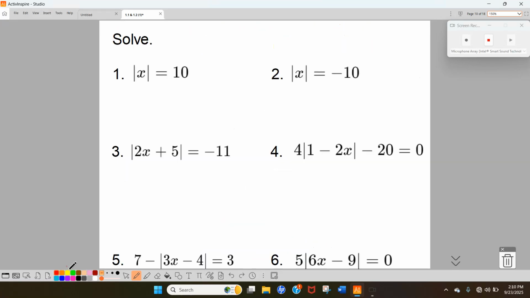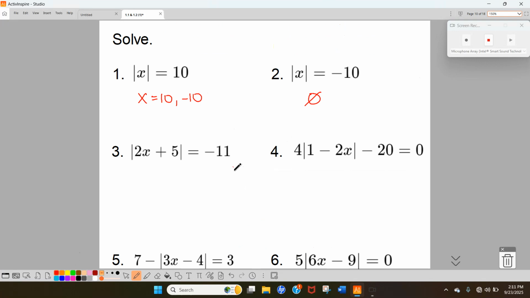All right, so they're going to start off with super simple ones in Math Excel. You just have to be able to tell me that something like this is equal to 10 and negative 10. You also have to understand that absolute value has to be positive, so this is no solution. There is no number whose distance from 0 is negative 10. We can't travel negative amounts of space.